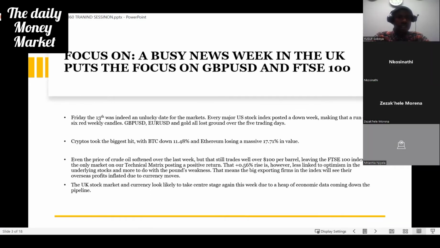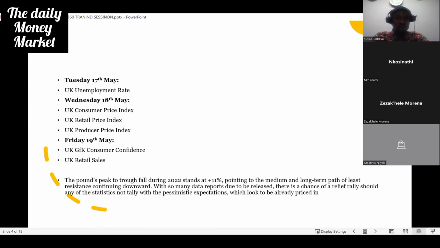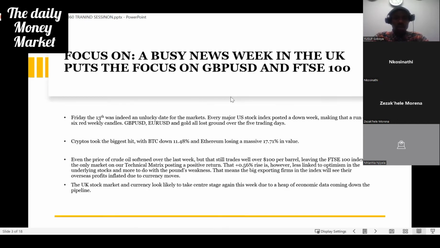All right. So remember, if there is any question, let me know. Just a busy new week. I wanted to go through a little bit of a chart focusing on the GBP/USD and FTSE 100. So Friday the 13th was indeed an unlucky day for markets.